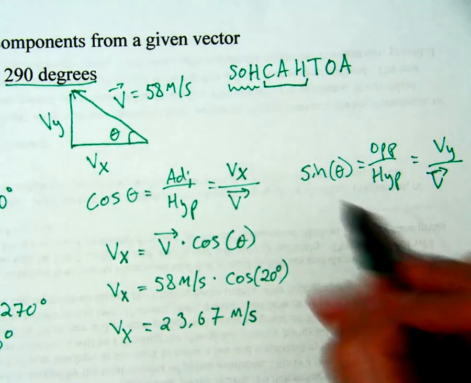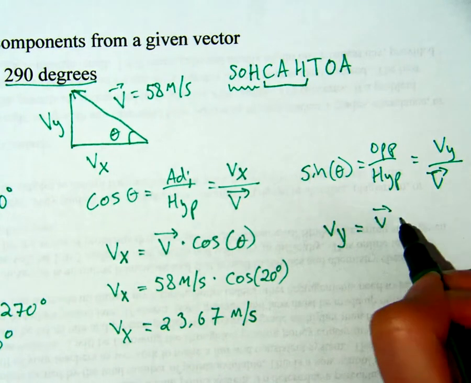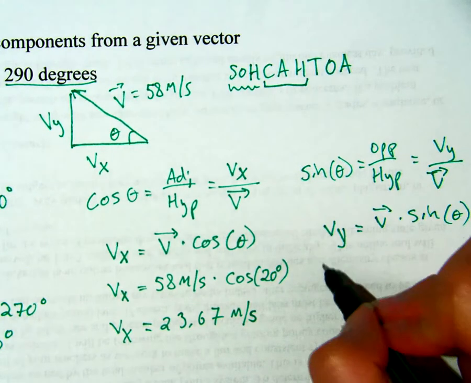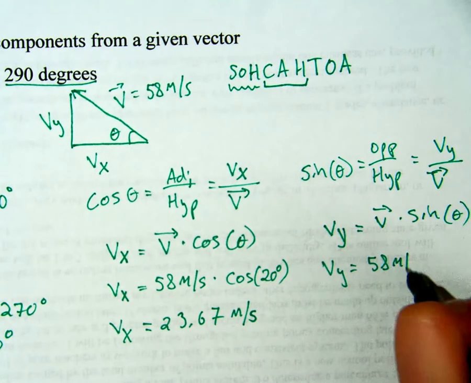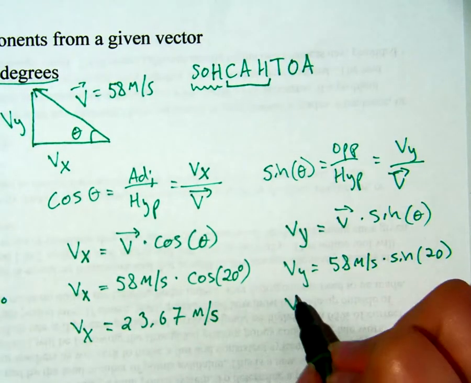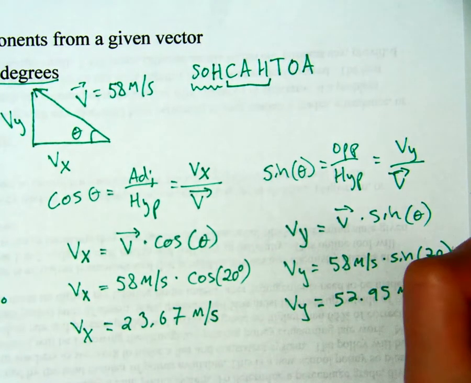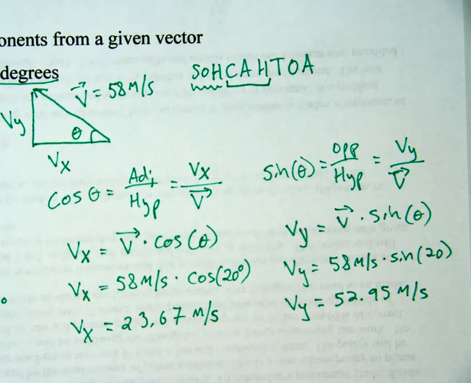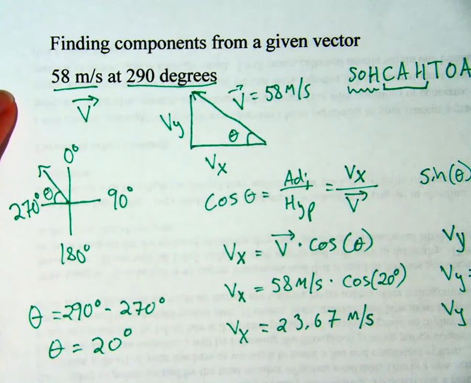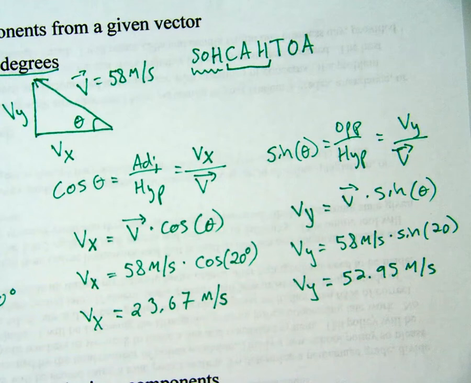We multiply v over, so we end up with vy is equal to v vector times sine of theta. We plug our numbers in, and we should get that vy is equal to 52.95 meters per second. Once again, carrying that unit along. So, with this vector here, 58 meters per second at 290 degrees, we can break this up into two components, vx and vy.